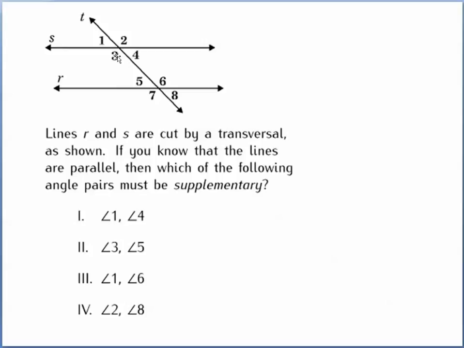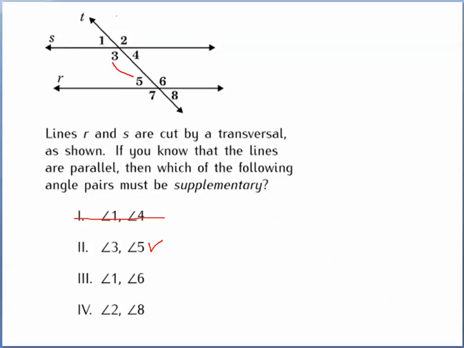If we look at 3 and 5, if these two lines are parallel, 3 plus 5 would be supplementary. We'll take a look here. So we know that this can't be right. And so 3 plus 5 added together would be supplementary, so that's correct.